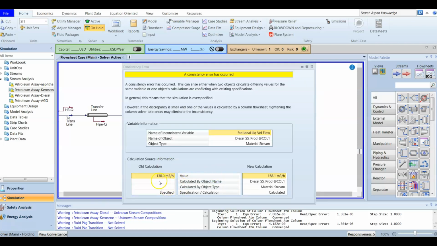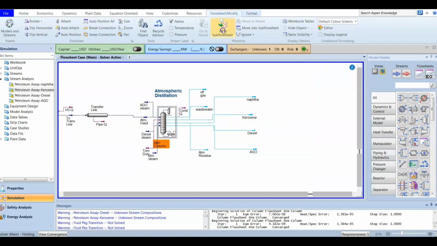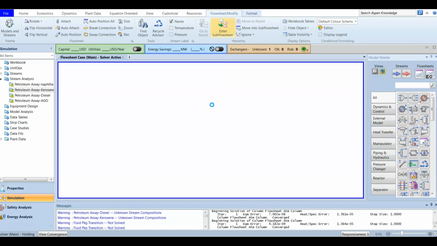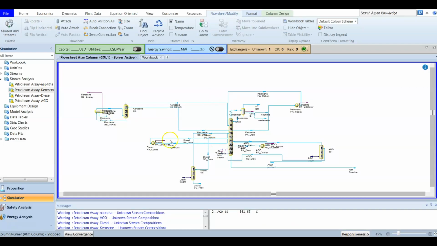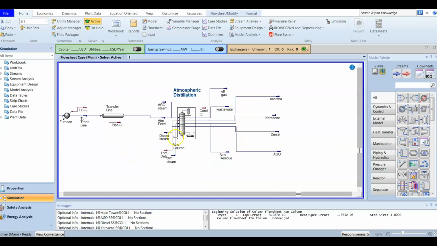This is actually the error message we have entered before, that the diesel side stripper product material stream is 130, and this is a new calculation. So now we need to enter the environment here and close the sheet, enter the environment, and check what we have entered before. So in this case, let me show the error message again. So we activate this one from hold to active. So after removing the value and switching from on hold to active, it will be active.